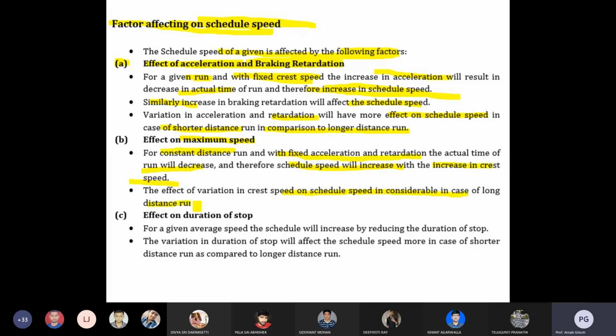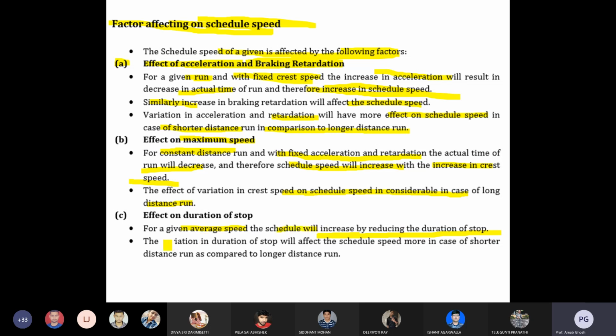Okay, effect of the duration of the stop. For a given average speed, the schedule speed will increase by reducing the duration of the stop. So definitely, reducing the stop duration means schedule speed will be increased. Basically, if the stop duration is reduced, your denominator is reduced, so automatically schedule speed will be increased.